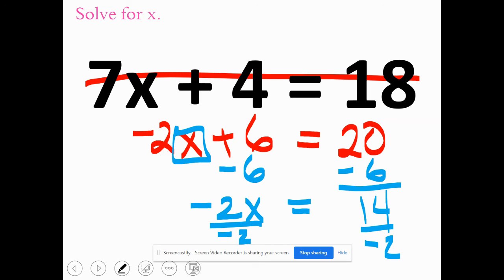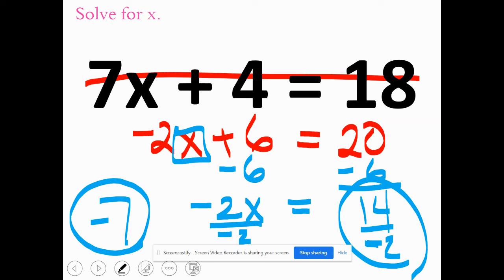And remember, here is where we have a positive and negative dividing. So when we're dividing by positive and negative, if they're different signs, the answer will be negative. So 14 divided by 2 is 7. But because we have one negative there, the answer will be negative 7 as well.